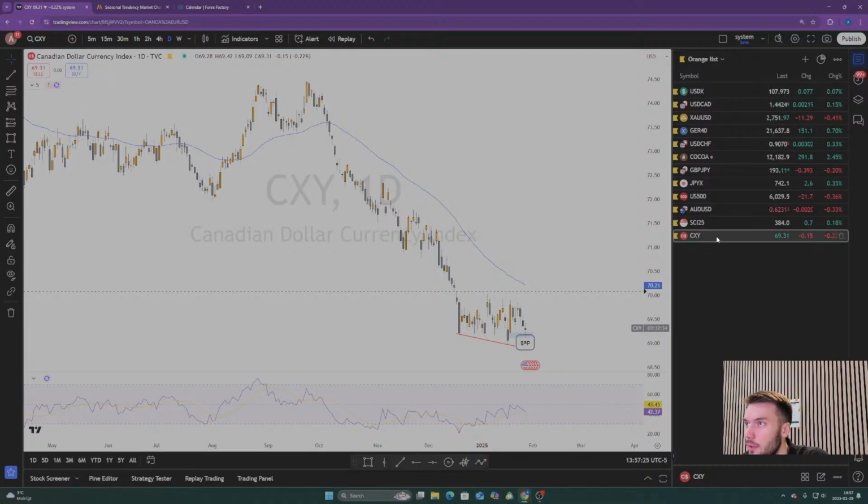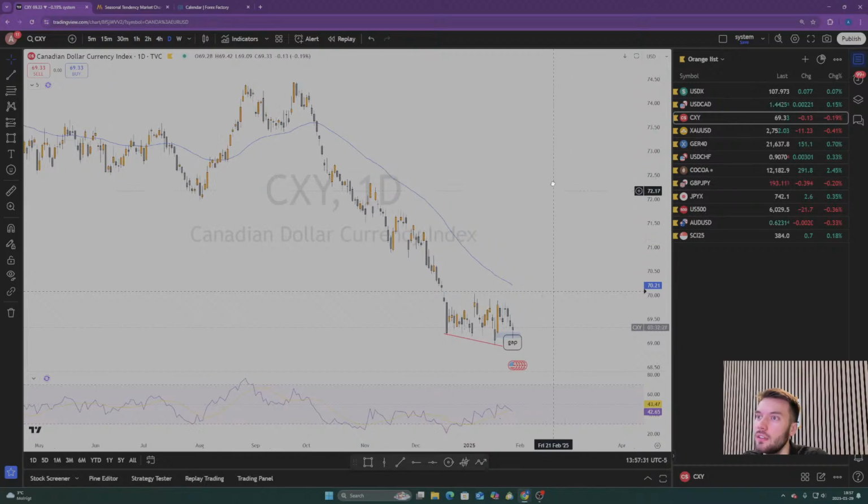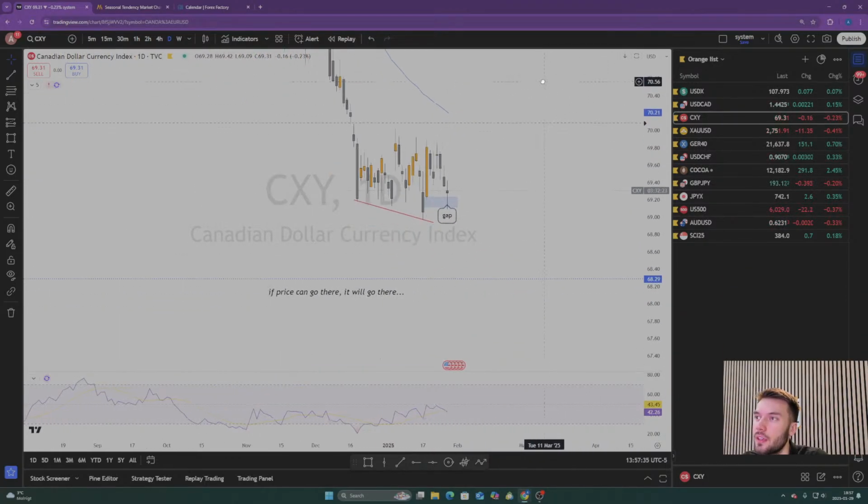Now it's in my list as well. So now we have those three. I will put that there. So we have the dollar, the USD CAD, and the Canadian dollar index, CAD index.